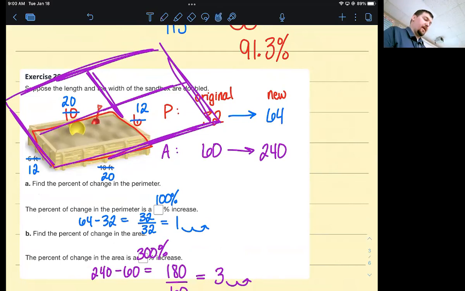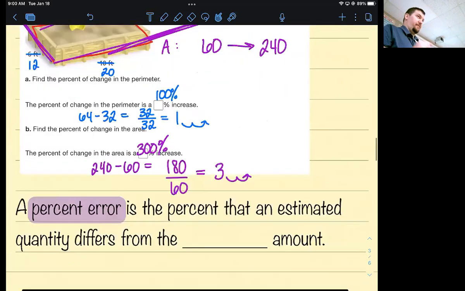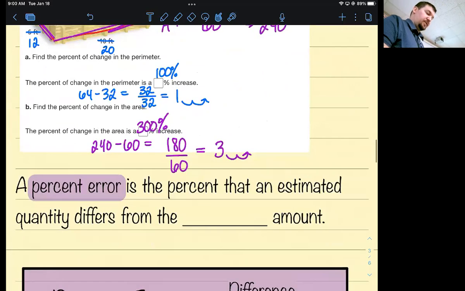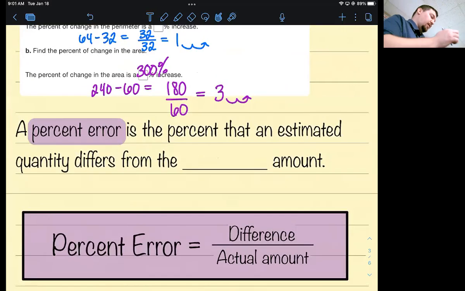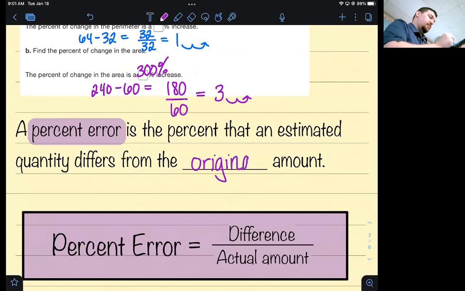Okay, that's one homework problem done. Now, the second part of the lesson, and it's really not even a full part because it's very similar to what we just did, we're going to talk about percent error. Percent error is the percent that an estimated quantity differs from the original amount. So instead of me just giving you 2 numbers and saying 5 is now 22, I'm going to say, I thought there were 16 jelly beans in that jar, and it turns out there was only 10.